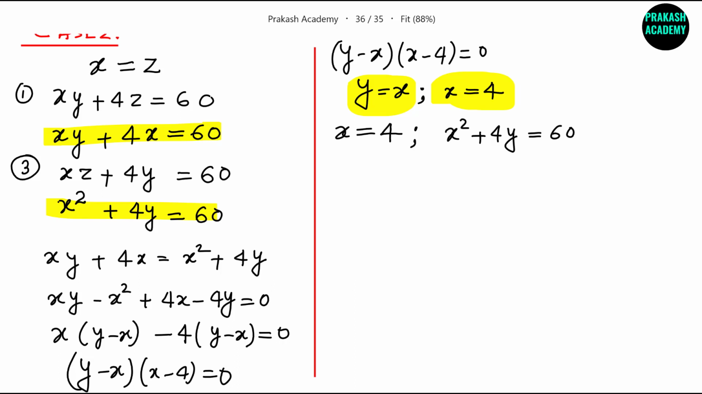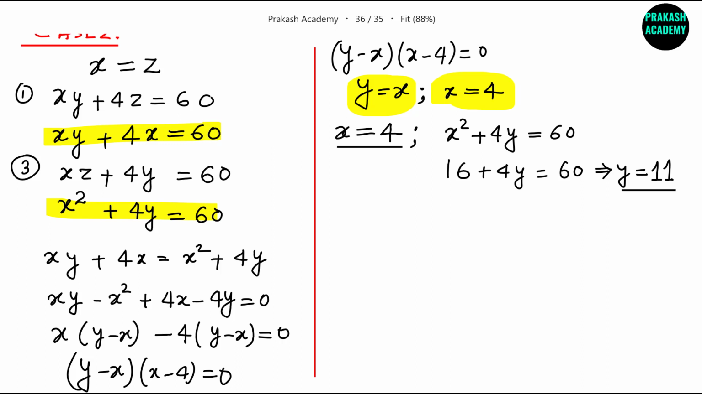So I will have 4 square, that is basically 16, plus 4y is equals to 60. From here I will get y is equals to 60 minus 16, that is 44, and you have to divide by 4, then this is 11. Y is equals to 11. So x is equals to 4, y is equals to 11.